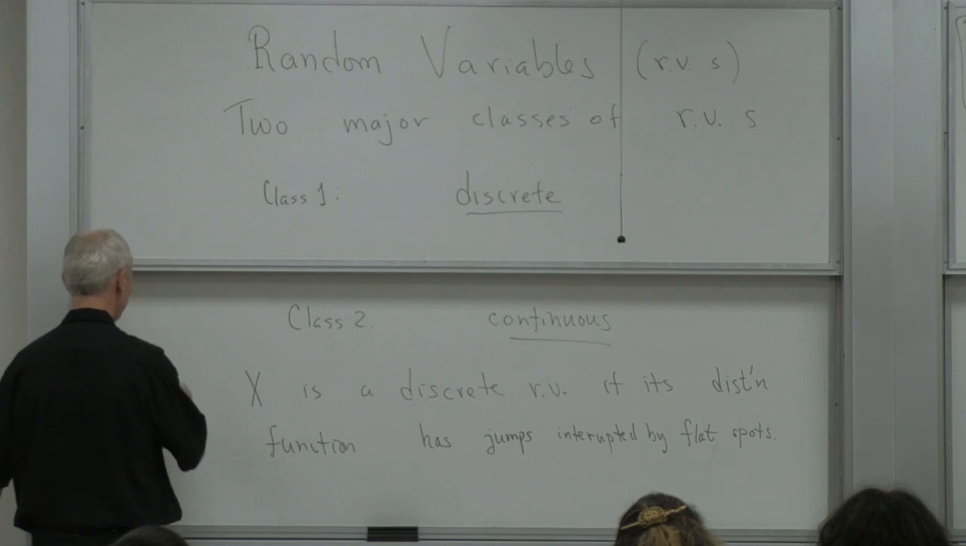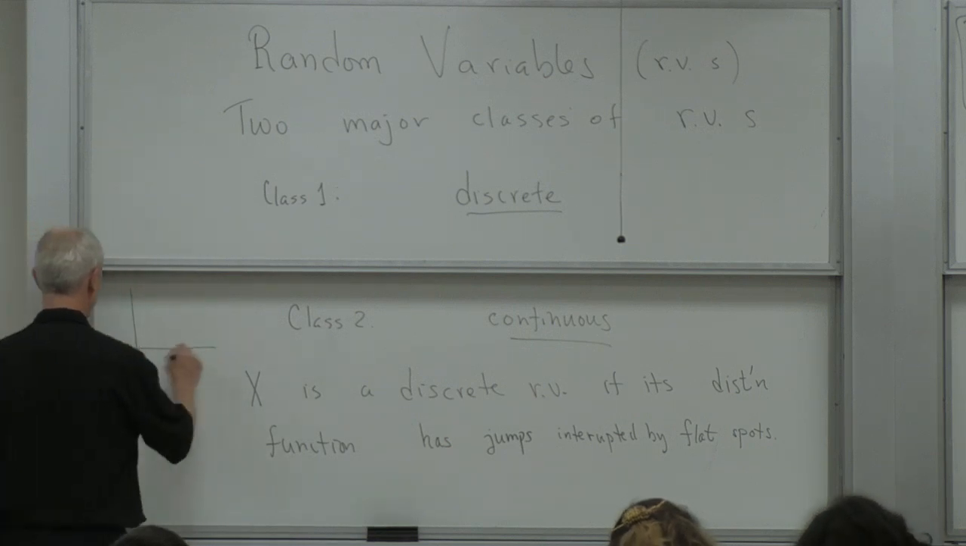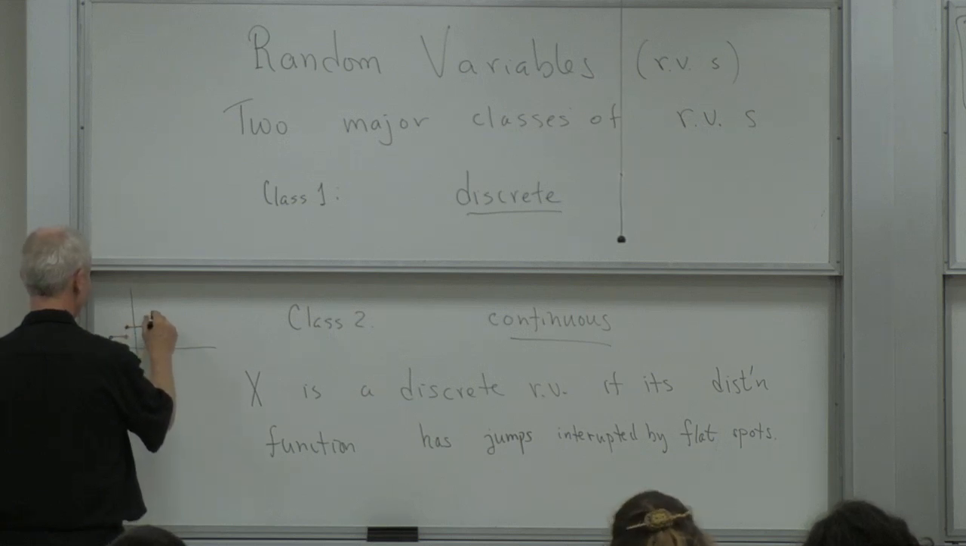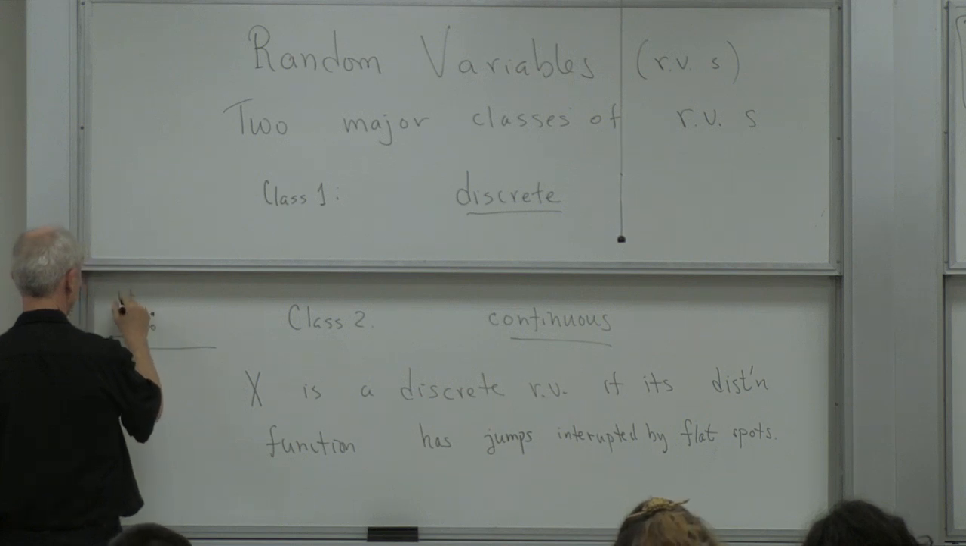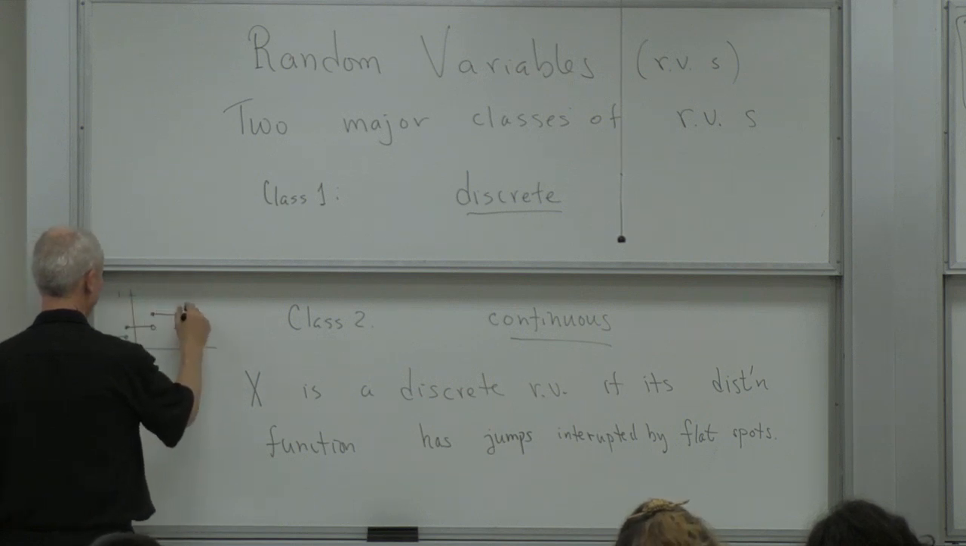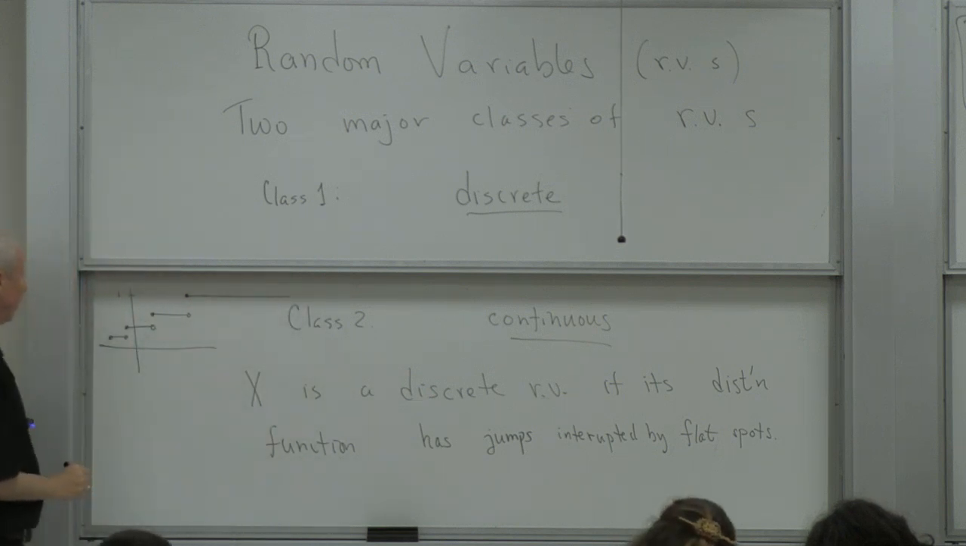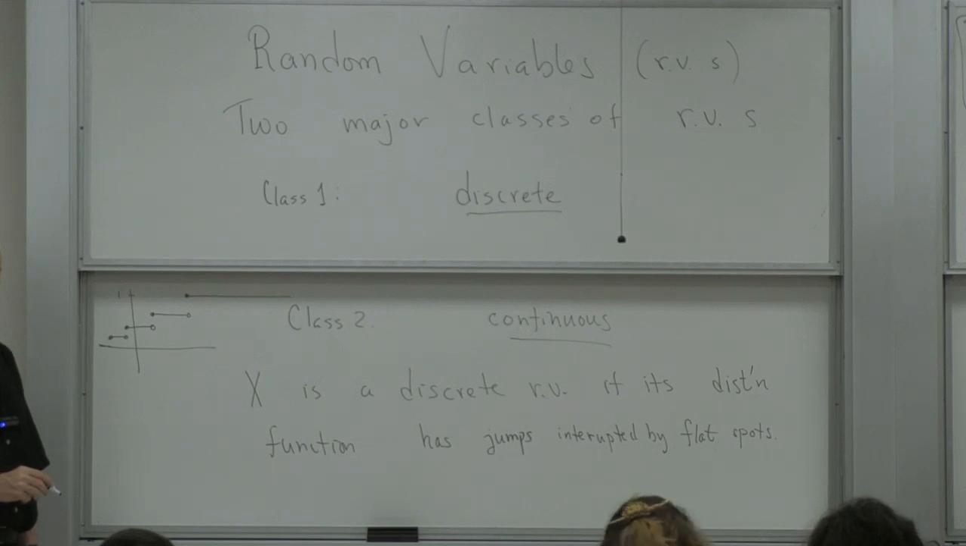So the graph would have to look like this. It's 0, and then it jumps up. Then it's flat for a while. Then it jumps up. Then it's flat for a while. Then it jumps up. Here's the value 1, flat, and jumps up. Maybe it jumps to 1, and then can't go any higher. So if the graph looks something like that, we say it's a discrete random variable.